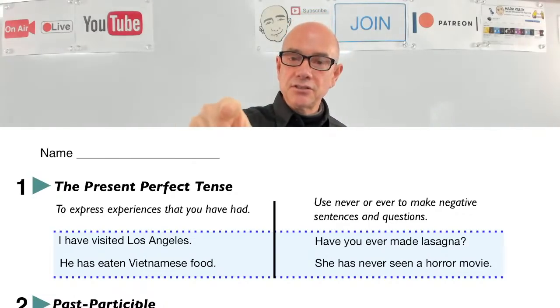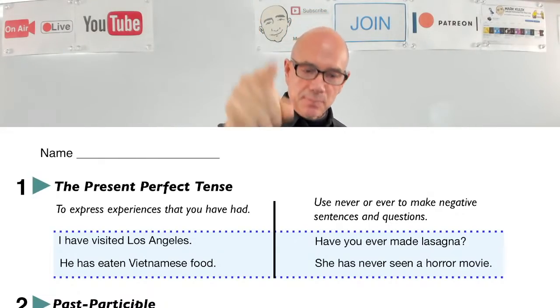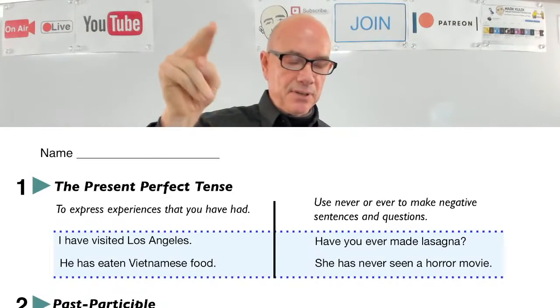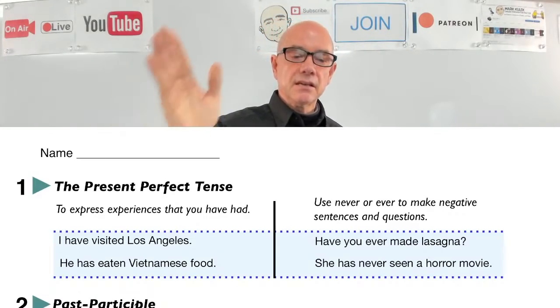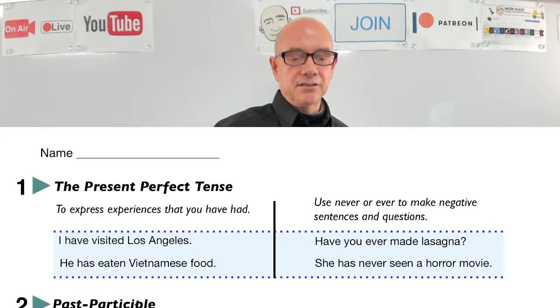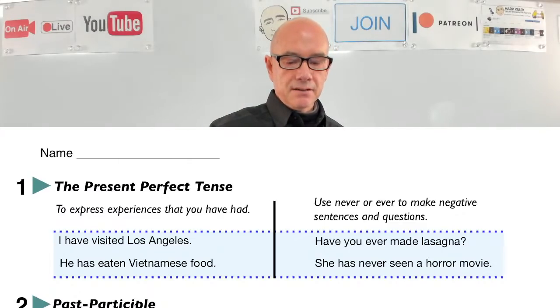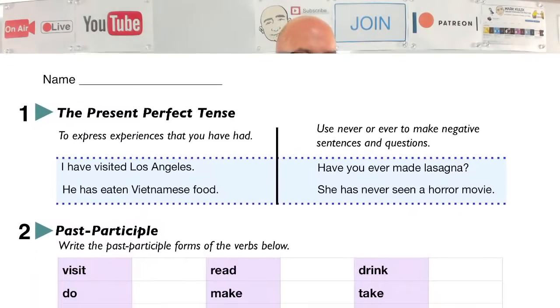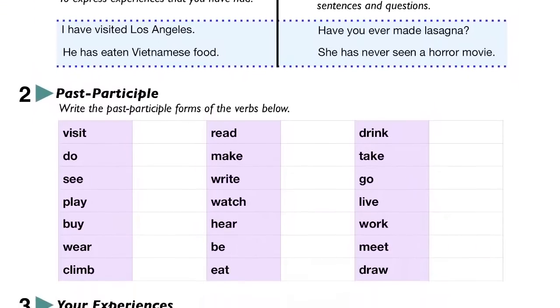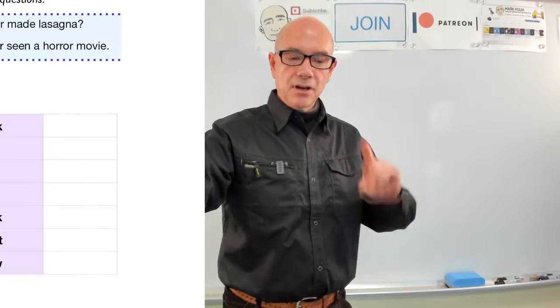Okay, so that's what we're going to do today. We're going to talk about experiences in your life, and we'll be using the present perfect tense to talk about that. Okay, here we go. Now, part 2.